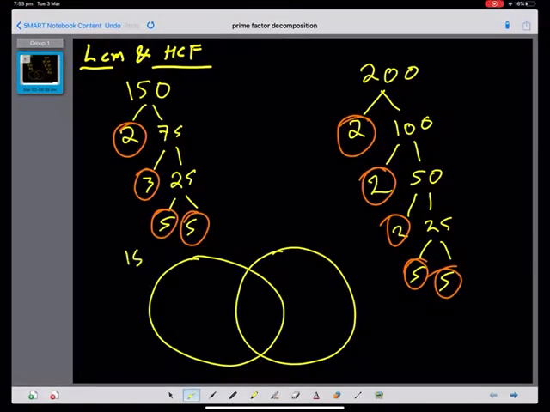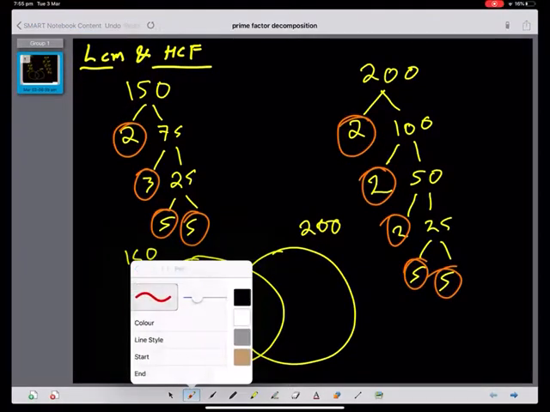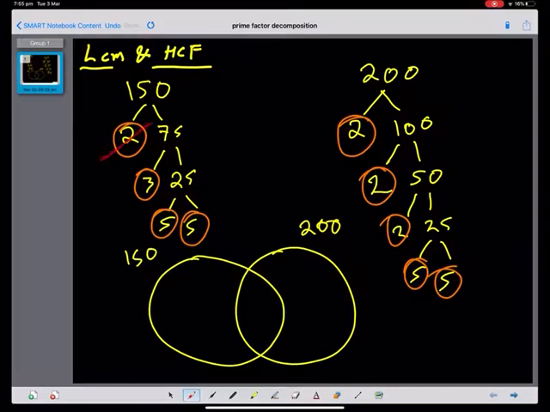We've got 150 and 200. So let's cross off the common ones. 2 is common. 5 is common. And you have 1 more 5 common. Then you're left with 3, and you're left with 2 and 2 this side.